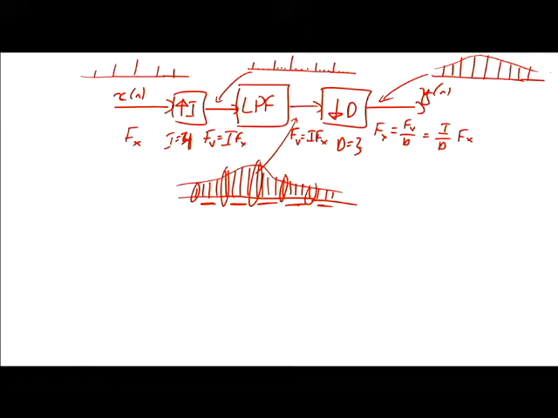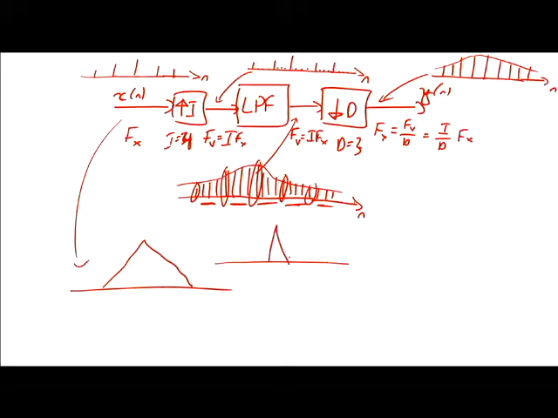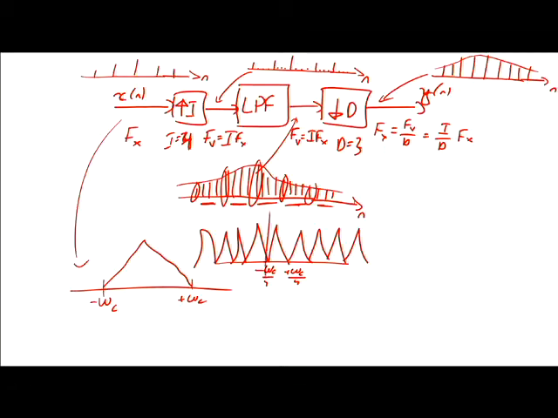Spectrally, what does this look like? So this is the time domain. Spectrally, let's say I have a spectrum that looks like this. Then after interpolation, by a factor of 4, it gets compressed by a factor of 4. Let's say this is minus omega c, and that's plus omega c. Now it's minus omega c over 4 to plus omega c over 4, and then it has periodic replicas. And then the low-pass filter selects the one at DC, so I've got minus omega c over 4 to omega c over 4, and that's it.